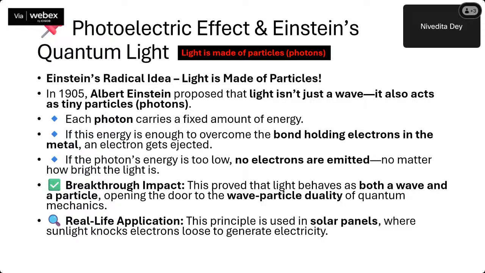If this energy is enough to overcome the bond holding the electrons, then an electron gets ejected. If the photon's energy is so low that it cannot eject an electron, then definitely no electron will be emitted, no matter how bright the light is. So it depends on the energy. In fact, this was proof that light behaves as both a wave and a particle, opening the door to the wave-particle duality of quantum mechanics. But it is not yet confirmed. It at least opens the door that it has a certain kind of duality. Light cannot be exactly like a wave. It has a certain kind of particle nature as well. It opens the door.